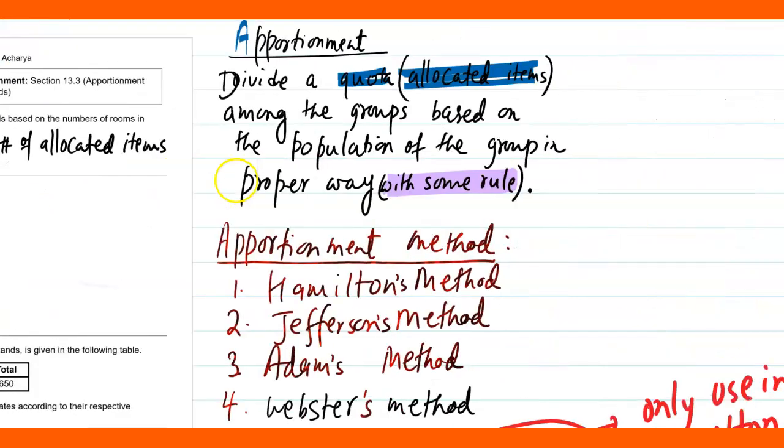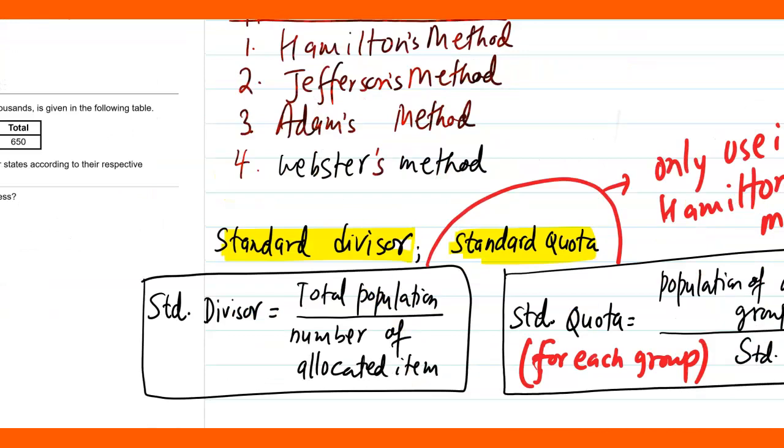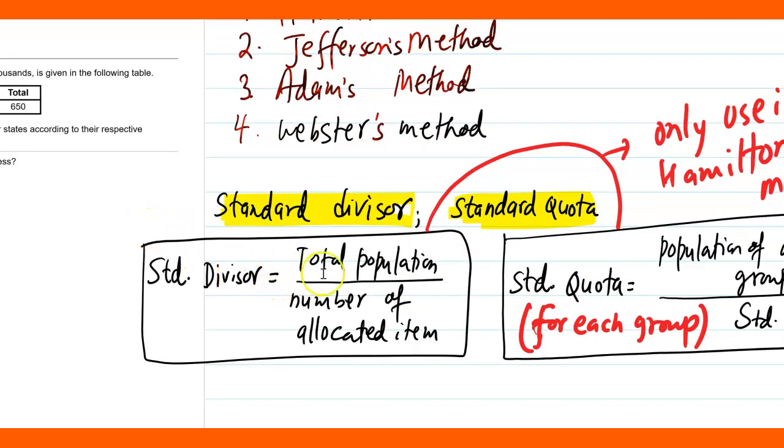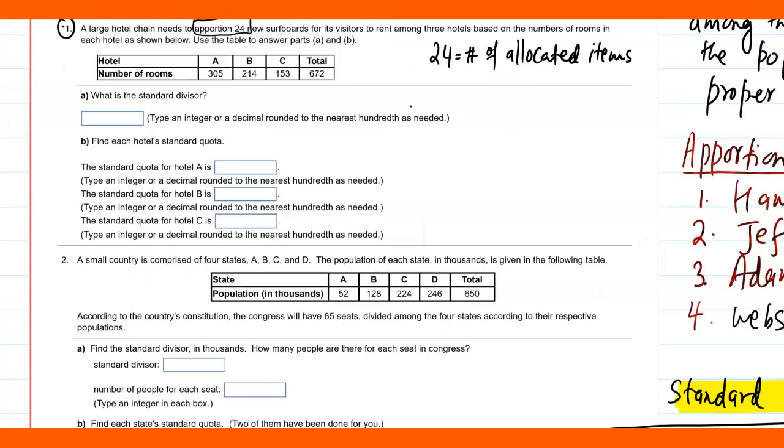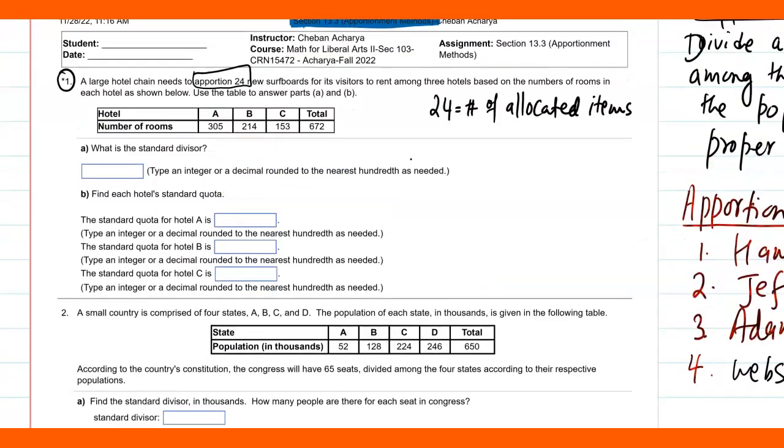Okay, and we had the formula just before. What's the formula for the standard divisor? The total population divided by the number of allocated items. Therefore, let's find the standard divisor here for part A.